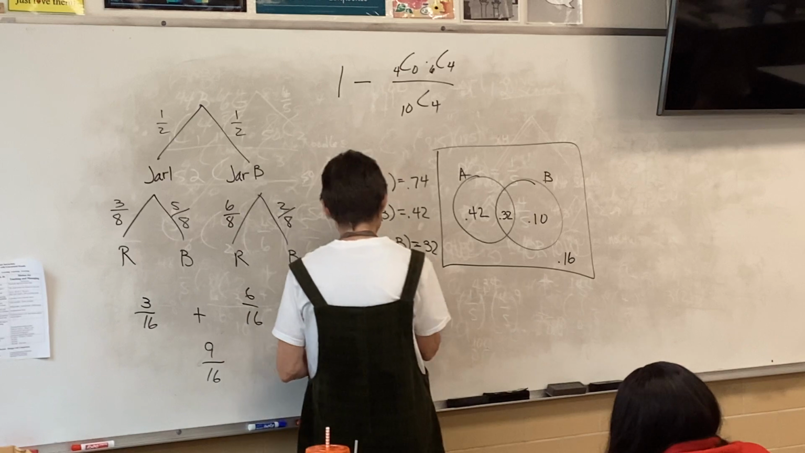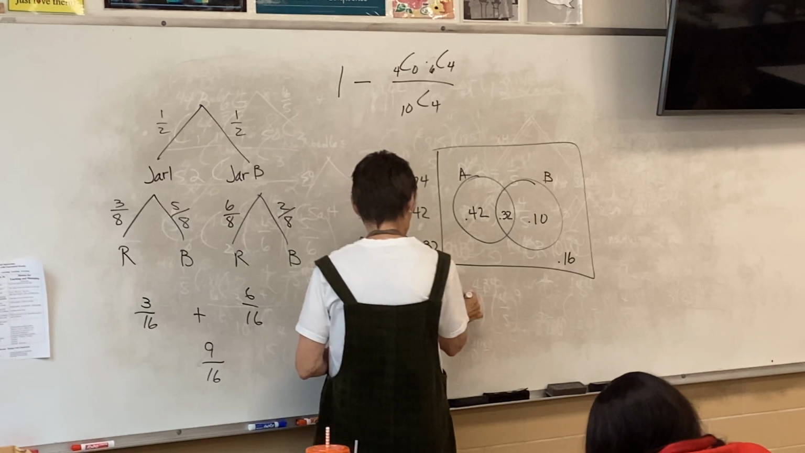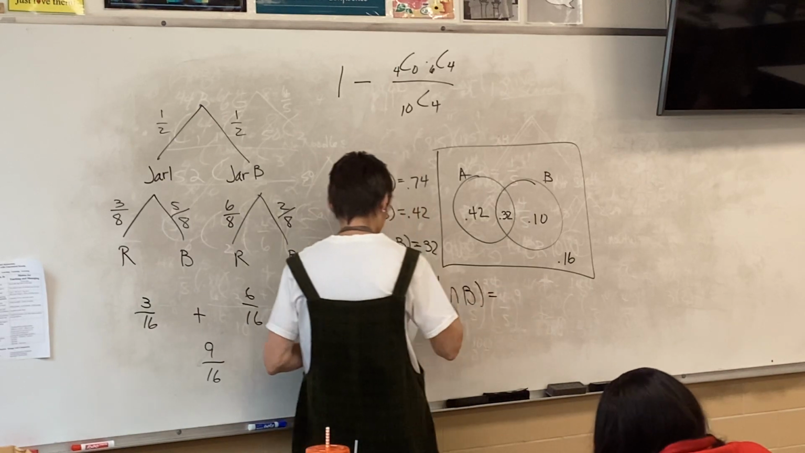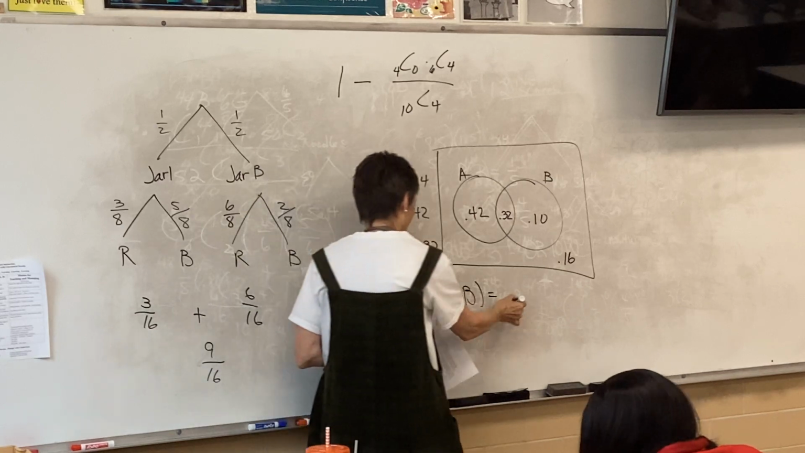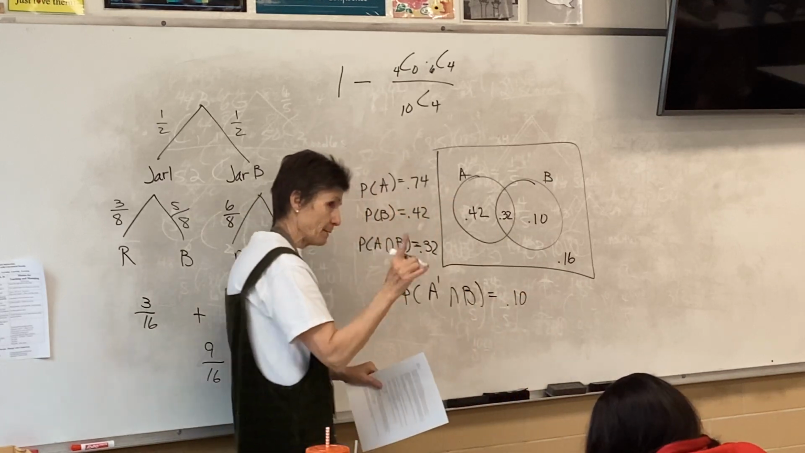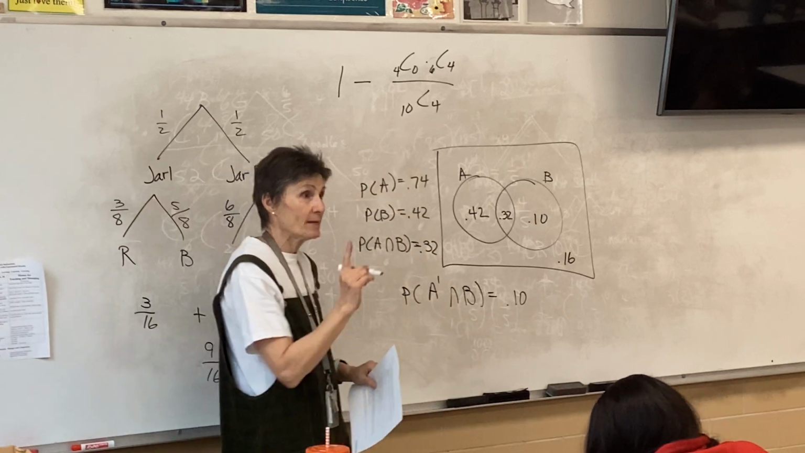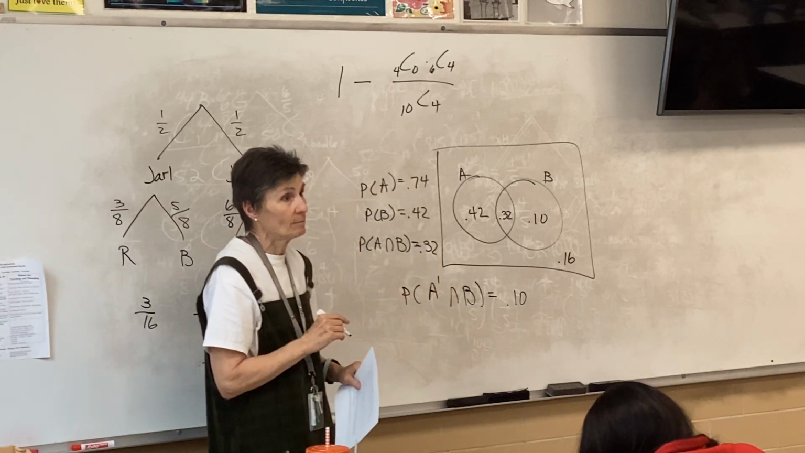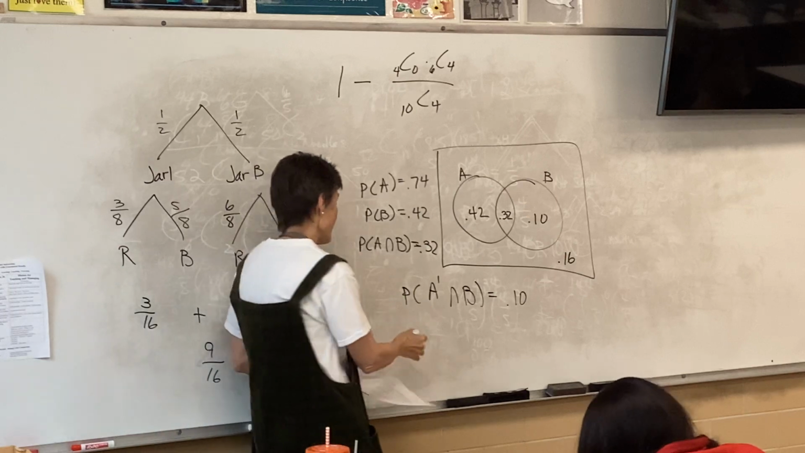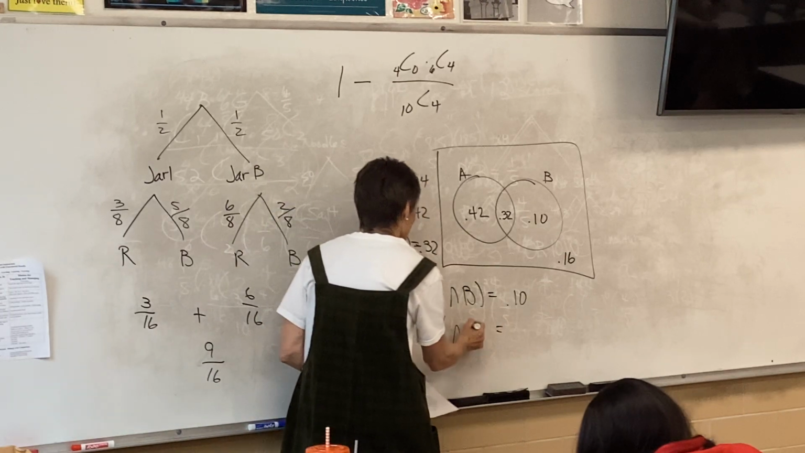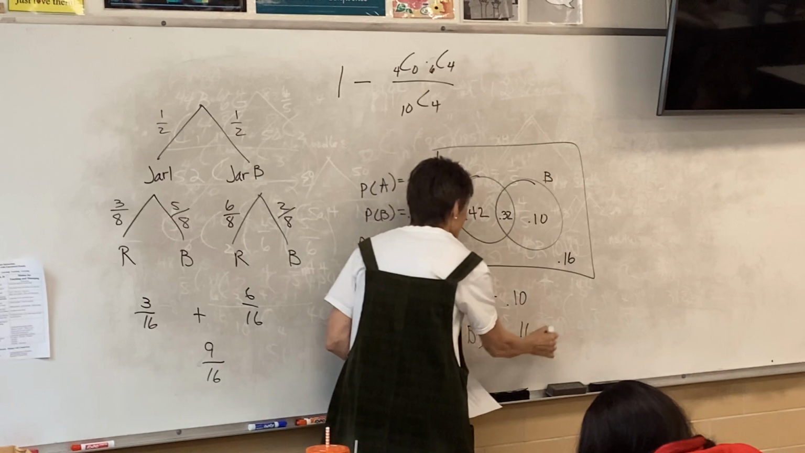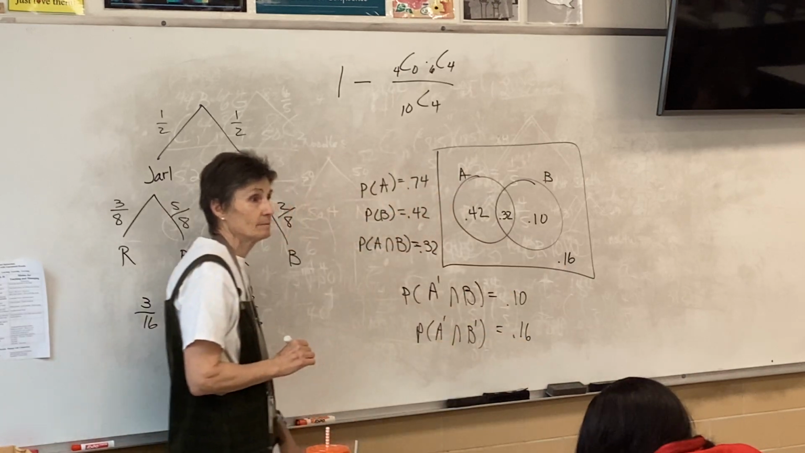Question A, what's the probability of not A and B? What's the answer to that first question? 0.10. You like bananas, but you don't like apples, so you're in the B ball, but you're not in the A ball. What's the answer to B? Those are the people that don't like either one, so that's your 0.16, agree?